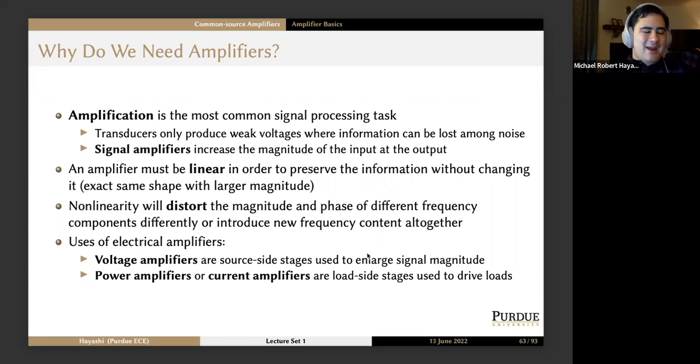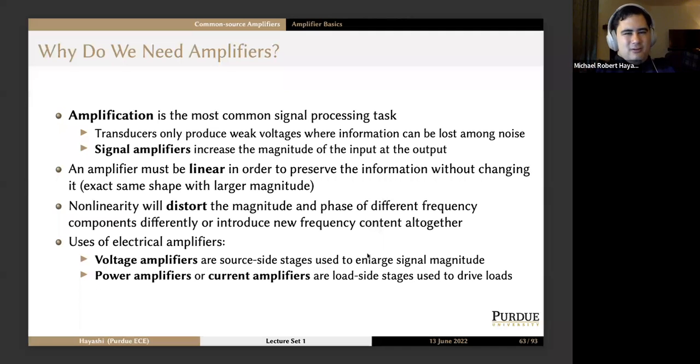Any sort of nonlinearity in our amplifier will cause distortion. So the magnitude and phase of different frequency components will be changed differently from each other, or could introduce new frequency content altogether. So that changes the amount of information compared to the base transducer output. So you wouldn't want that.